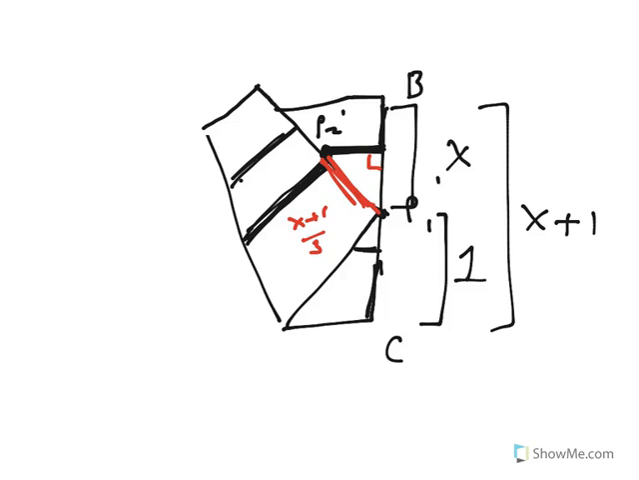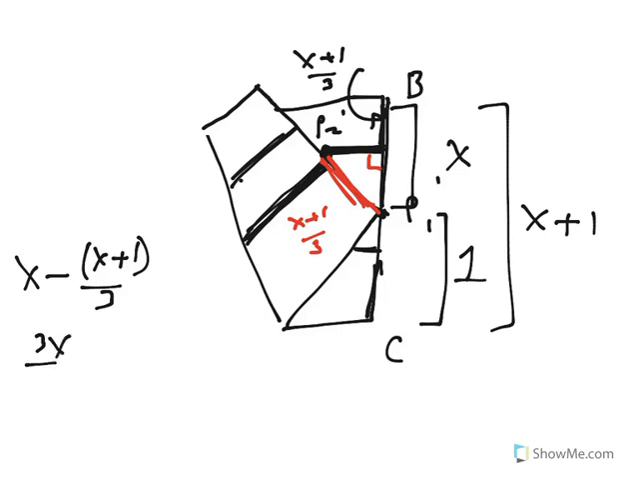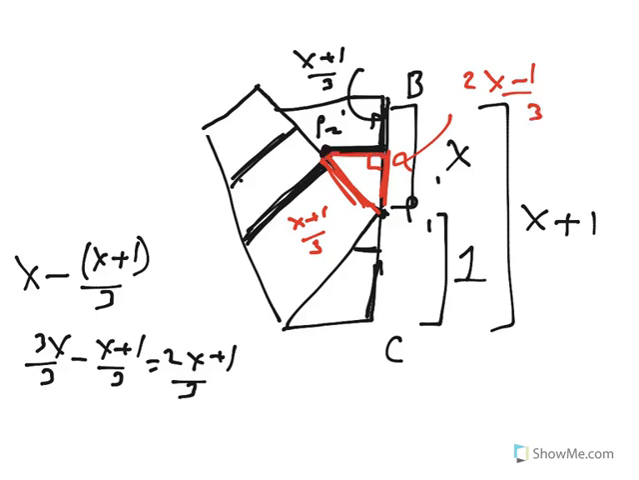Now, if this line segment here is x, and this line segment over here is (x plus 1) over 3, and if you subtract those, x minus (x plus 1) over 3 is 3x over 3 minus (x plus 1) over 3 equals (2x minus 1) over 3. And that would be the length of this side of this right triangle. So this right triangle here is going to be important.